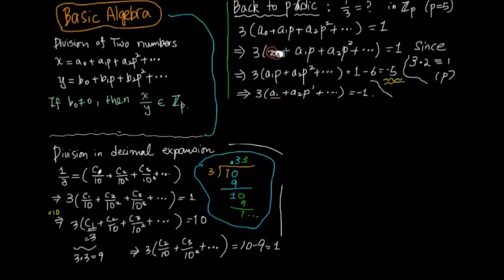So if you subtract this number, 3 times 2, from both sides, and because 1 and 6 are in the same congruence class, congruent to each other, what you end up with here is something divisible by 5. 1 minus 6 is 0 mod 5.